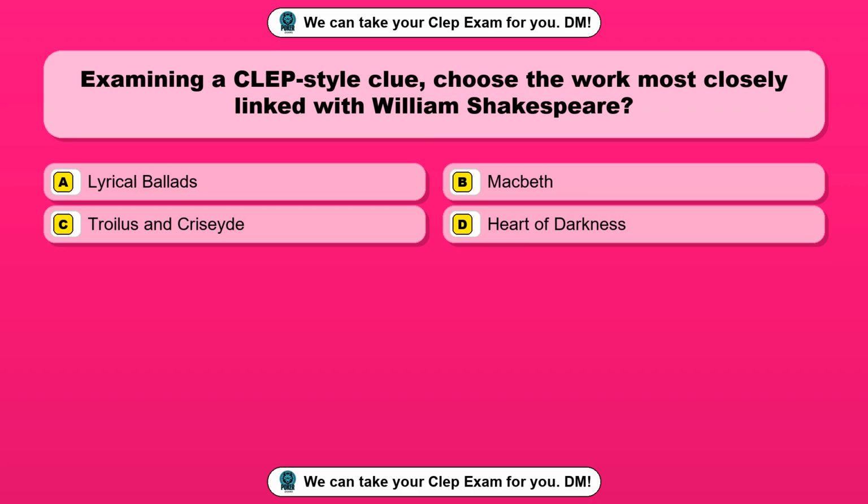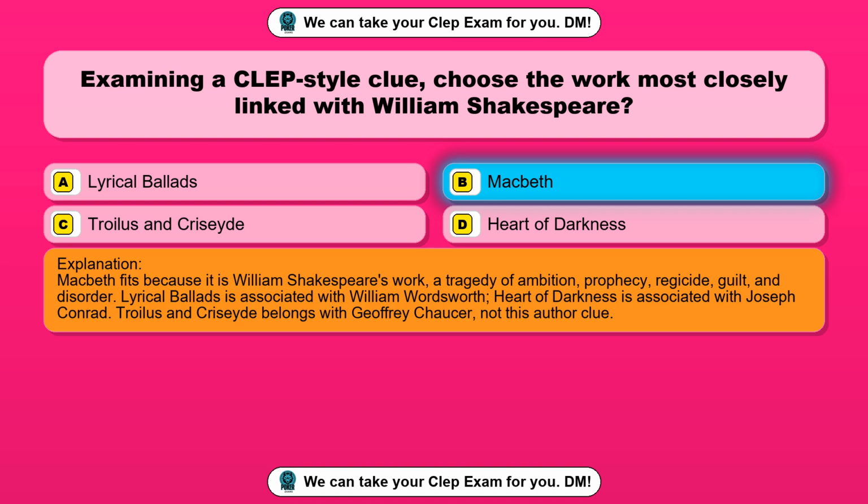Question 26. Examining a CLEP style clue, choose the work most closely linked with William Shakespeare. Option A, Lyrical Ballads. Option B, Macbeth. Option C, Troilus and Cressida. Option D, Heart of Darkness. The correct answer is option B, Macbeth.